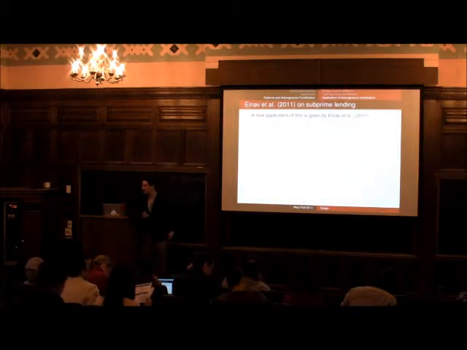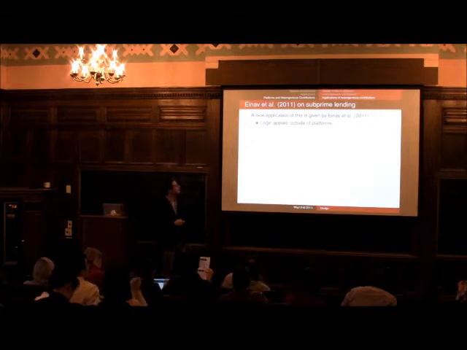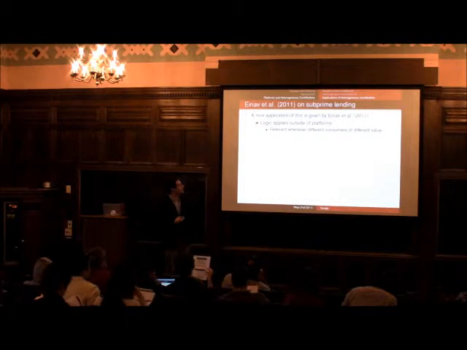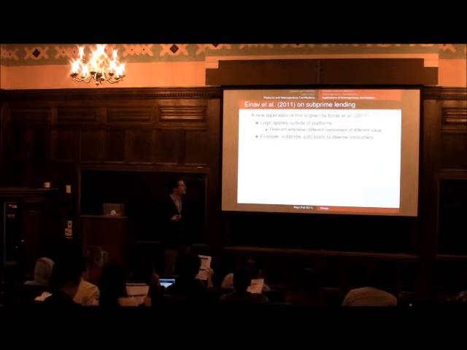So a very nice application of this was given by Einav et al. 2011, which shows how this logic applies outside of the platform context. It's really relevant whenever there are different consumers who bring different value to the firm. So one example of this is subprime auto loans to diverse consumers.